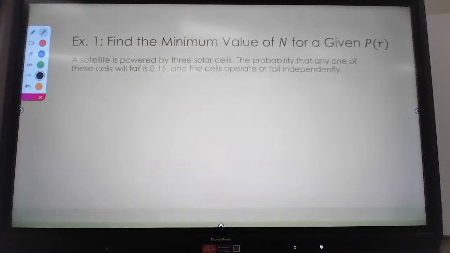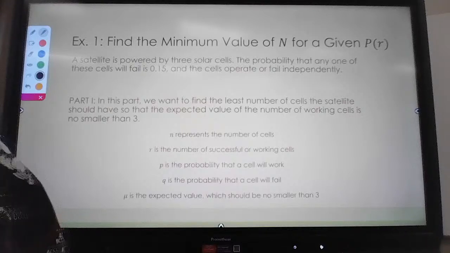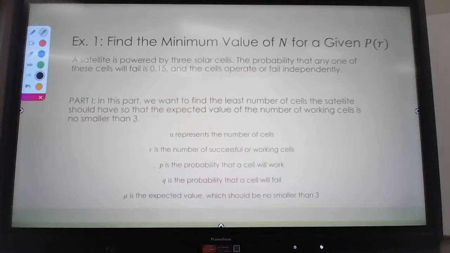So here's this. A satellite is powered by 3 solar cells. The probability that any one of these cells will fail is 0.15, and the cells operate or fail independently. So here's part 1. In this part, we want to find the least number of cells that the satellite should have, so that when we can calculate the expected value, it is not smaller than 3.